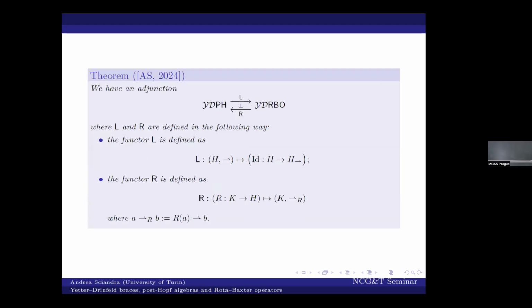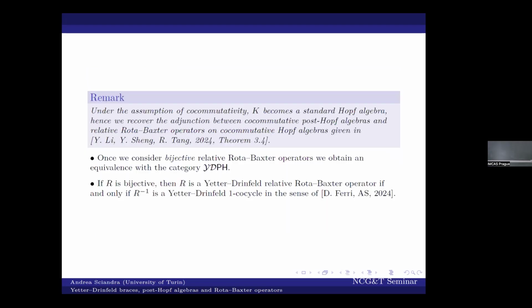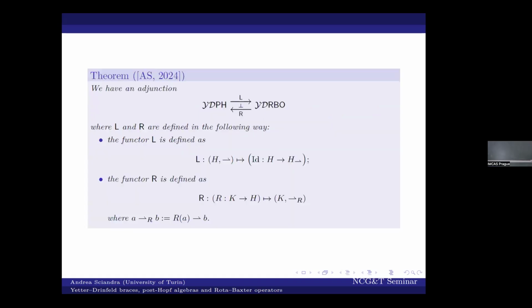Now, if we assume cocommutativity, again, K becomes a standard Hopf algebra, and we recover exactly the adjunction given between cocommutative post-Hopf algebras and relative Rota-Baxter operators on cocommutative Hopf algebras given by Li, Sheng, and Tang, just in the case of cocommutative stuff. If you consider now bijective relative Rota-Baxter operators, you have an equivalence with the Drinfeld post-Hopf algebras.